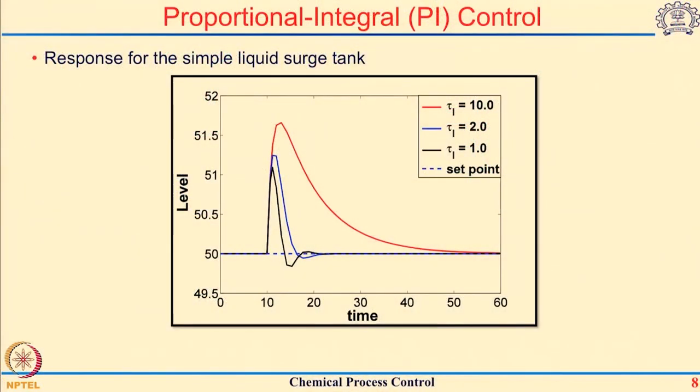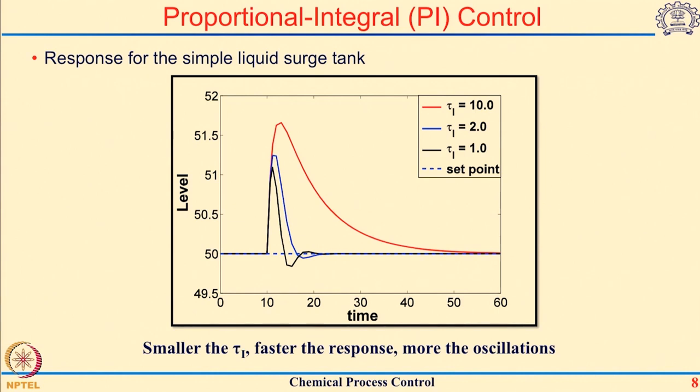As you keep on increasing the contribution of integral action by reducing tau I, you will see that the response becomes faster and faster. But in all the cases what you are seeing is that there is an offset free response. All the responses go to the set point value. Smaller the value of tau I, faster will be the response, but at the same time it comes with a disadvantage that the response becomes oscillatory.